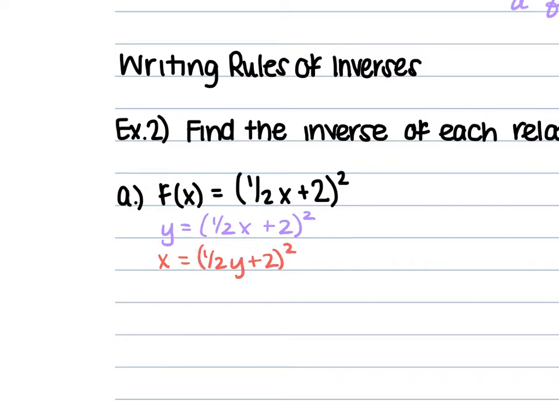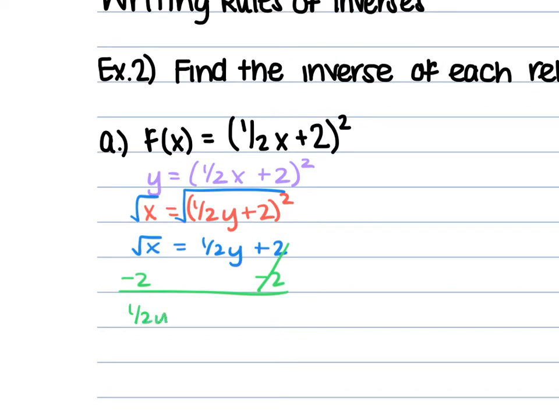So in order to get what y is equal to, we would first have to take the square root of both sides. This is going to leave us with the square root of x is equal to 1/2 y plus 2, and now get your y by itself. Move the 2 over, subtract it from each side. We're going to have 1/2 y is equal to the square root of x minus 2, and then we multiply each side by 2 to get y is equal to 2 square root x minus 4.